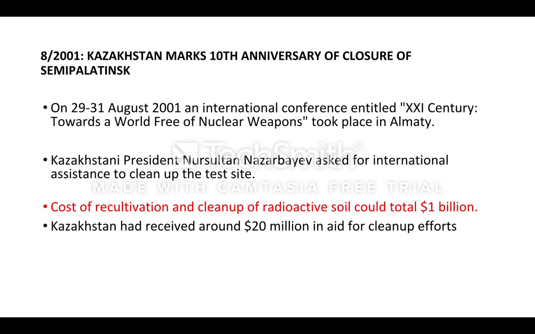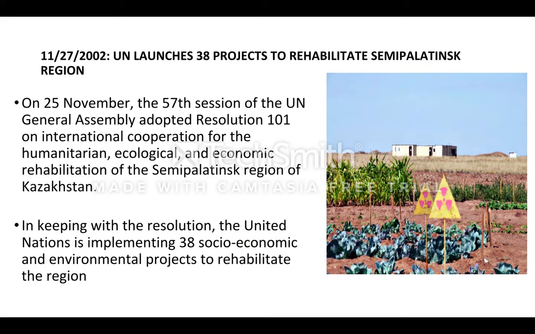In 2002, the UN launched 38 projects to rehabilitate the Semipalatinsk region. On 25 November, the 75th session of the UN General Assembly adopted Resolution 101 on international cooperation for the humanitarian, ecological and economic rehabilitation of the Semipalatinsk region of Kazakhstan. In keeping with the resolution, the United Nations is implementing 38 socio-economic and environmental projects to rehabilitate the region.